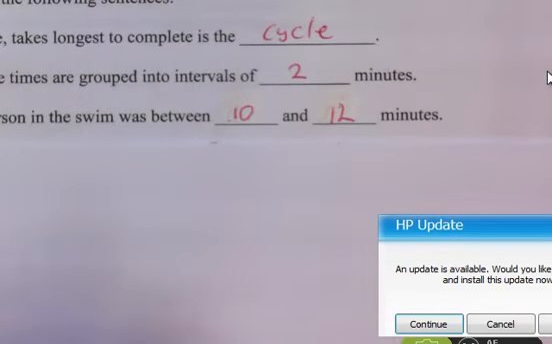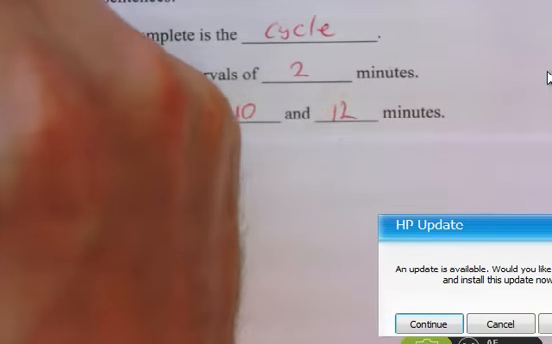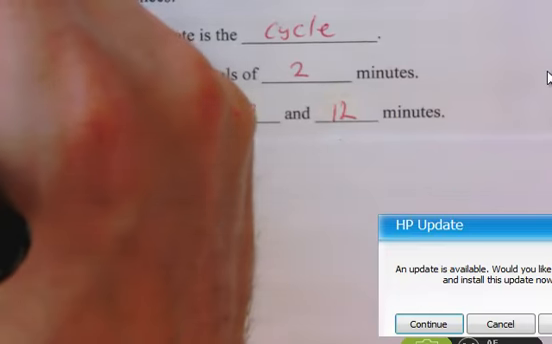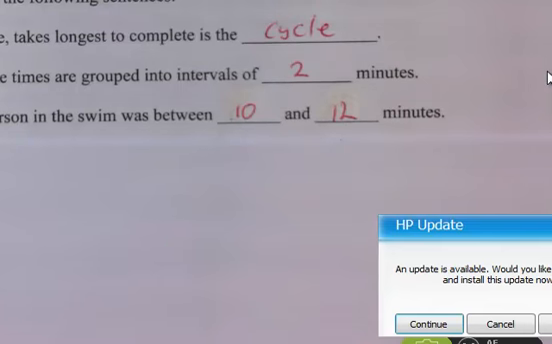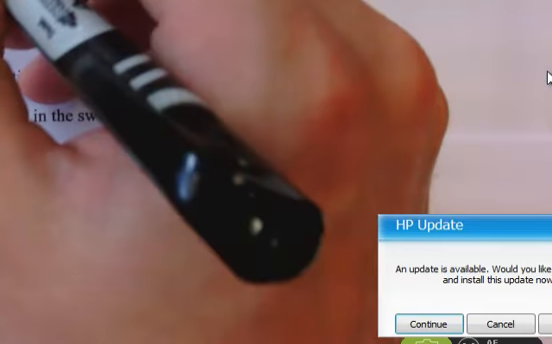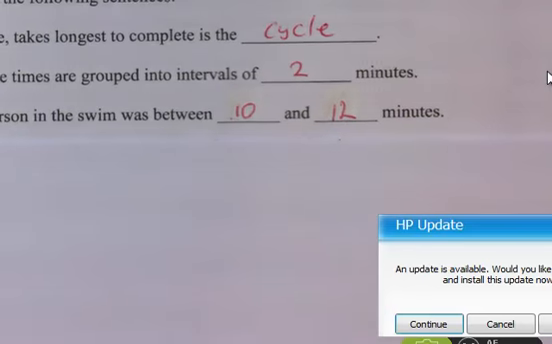So the fastest, if you're the fastest, that means that you were very quick in terms of completing that particular event. So the fastest person is actually between 10 and 12. Very often people think it's going to be up here. They just make a little error. They think it's between 30 and 32.